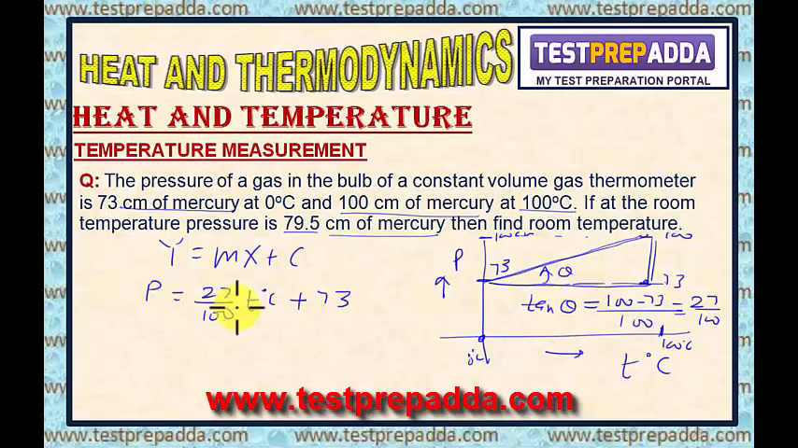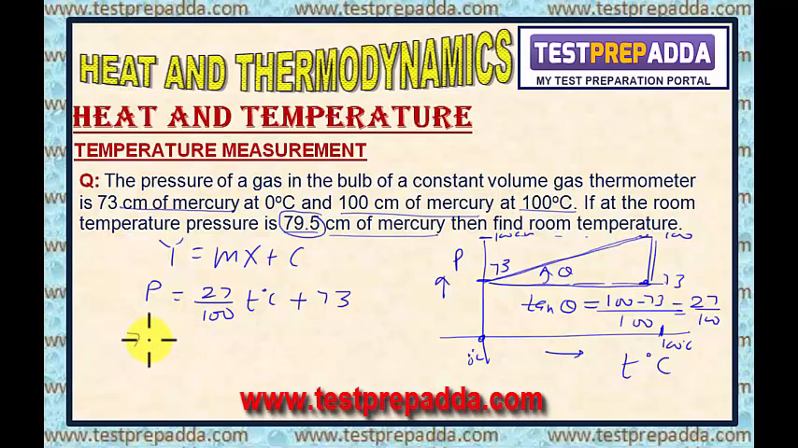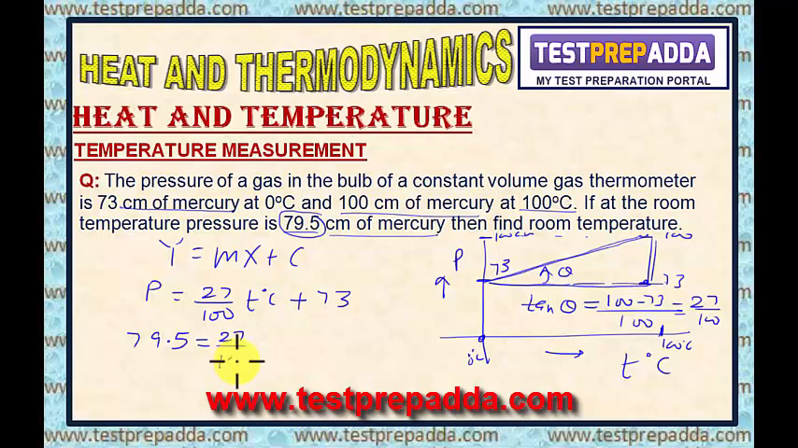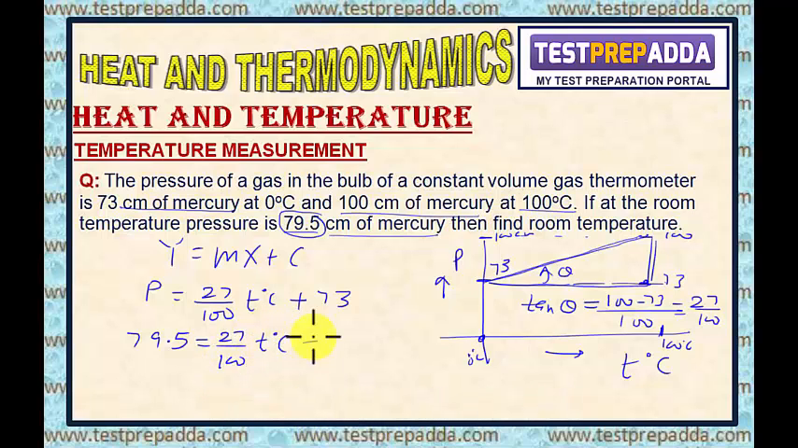Now in the question it says pressure at room temperature is 79.5. So if I substitute here 79.5, I will get the room temperature in degrees Celsius, and the value will come like this: 79.5 minus 73 upon 27 into 100.